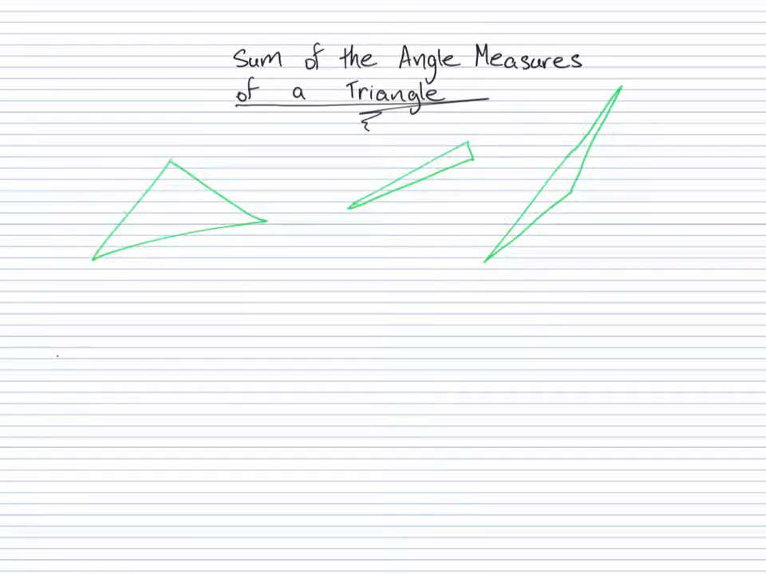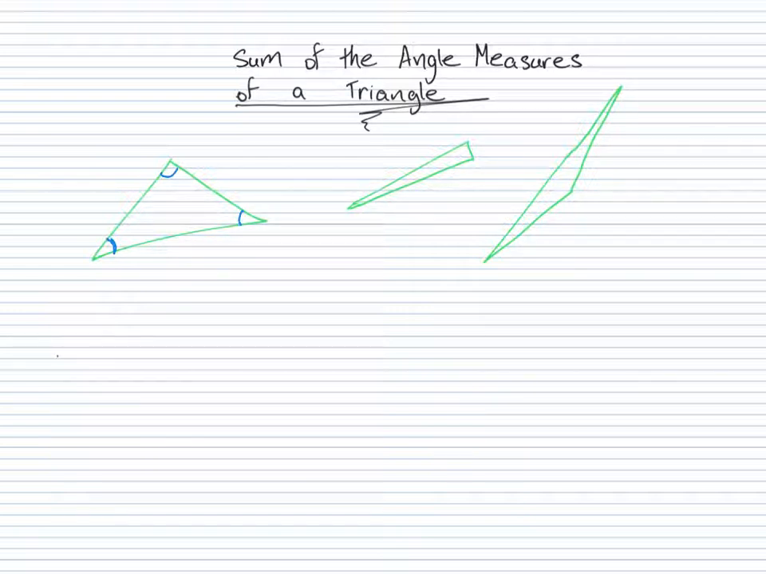Okay, so here's my argument with triangles. My argument, which is a true argument, is that I can take any triangle, doesn't matter the size, doesn't matter the shape, doesn't matter the type. I can take any triangle, and if I take the three angle measures in that triangle, they'll always add up to 180 degrees.